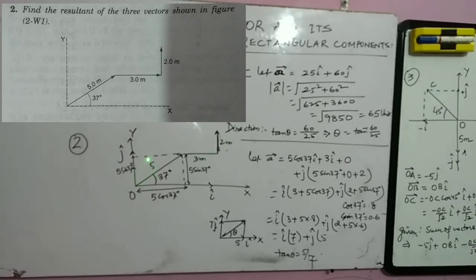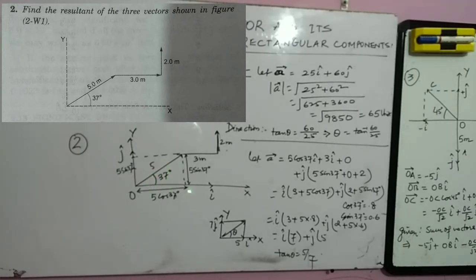So you are provided with 5, 3 and 2. These are three vectors, you can see on your board. Fine, so we can write its vector in one shot. What we are going to write: this 5 is inclined at 37 degrees, so try to take its x component and y component. It means i direction and j direction.